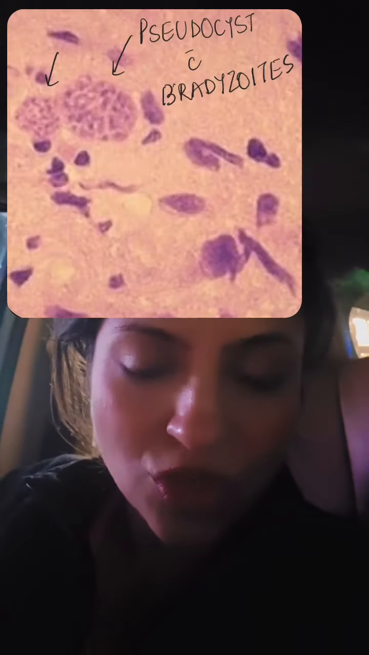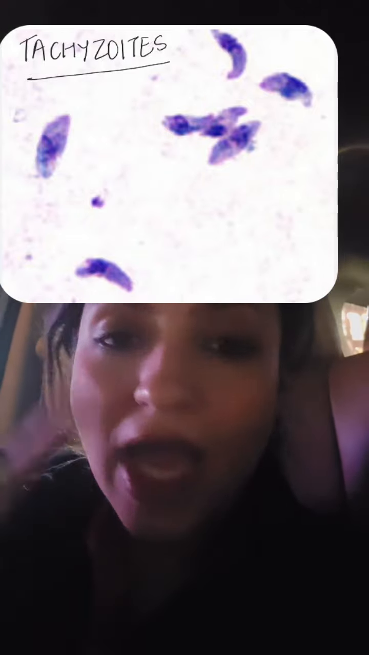Everybody should be very clear about this. So these pseudocysts with bradyzoites basically indicate the chronic stage of Toxoplasma. The acute stage of Toxoplasma contains a lot of tachyzoites, which are little, spindle shaped organisms, and both of them are very purple colored structures which you can see in the brain. So the active stage has dividing tachyzoites, whereas the chronic stage forms the pseudocyst with a lot of bradyzoites inside it.